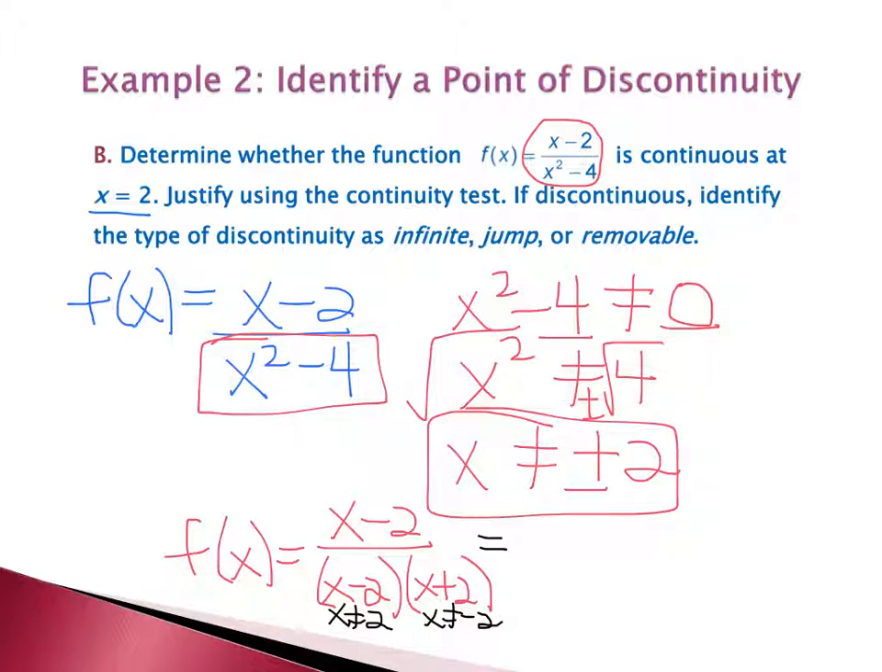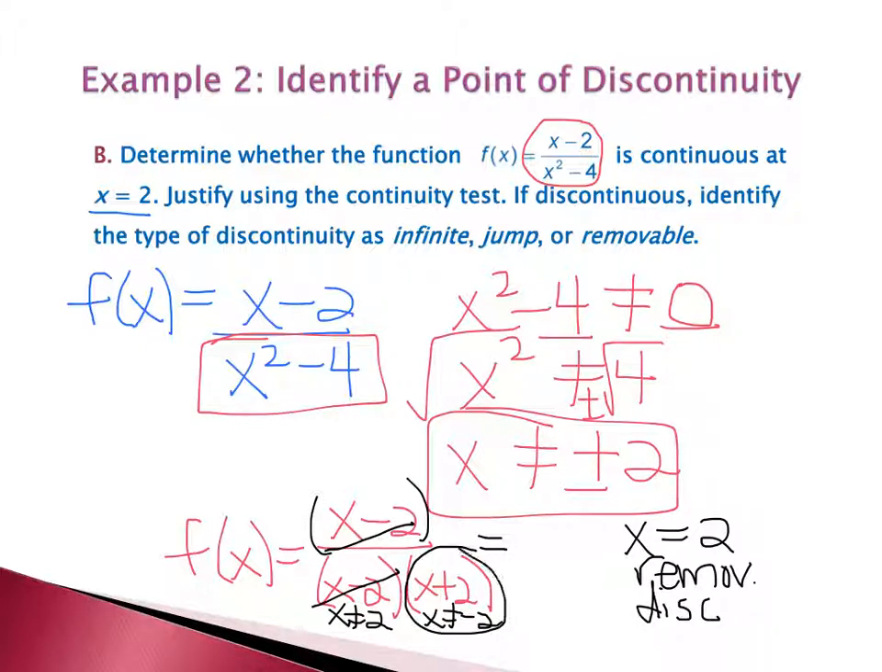Now, I could simplify this function because I have a factor of x minus 2 on top and a factor of x minus 2 on bottom, which tells me that at x equals 2, we have a removable discontinuity. And at x equals negative 2, since that factor is still left on bottom, and I'm going to end up dividing by 0 if I substitute negative 2 in for x, we have an infinite discontinuity.